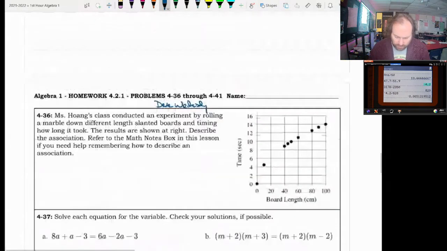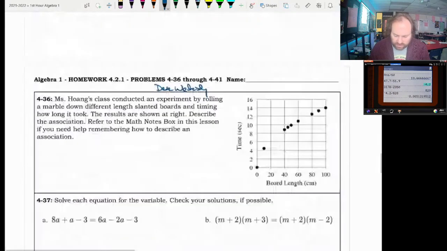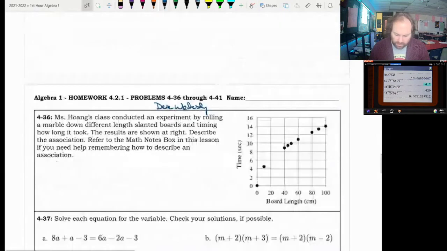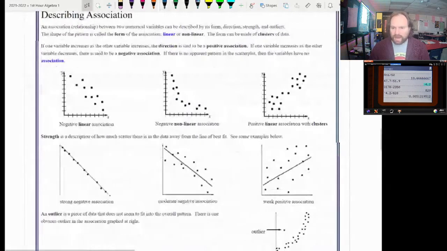So anyway, for this first question, we're actually going to need to describe association in a scatter plot, and for that, we're going to need to go back in time a little bit and look at this math notes box right here, which we'll talk about a little bit in class tomorrow. When it comes to describing association, there are going to be three words you're going to choose from.